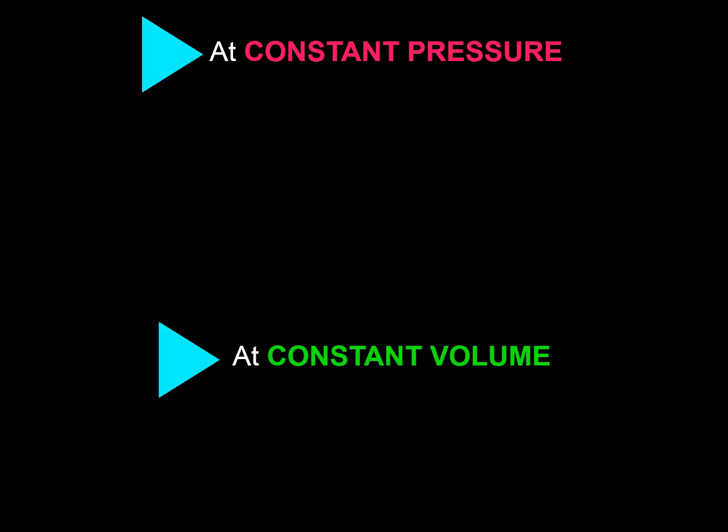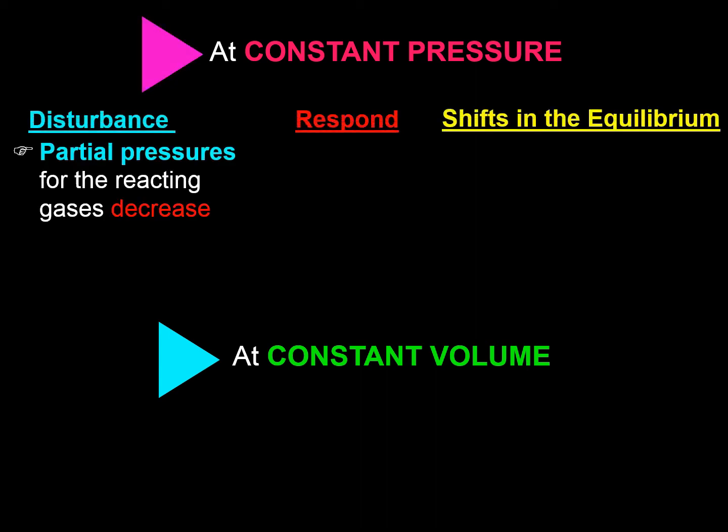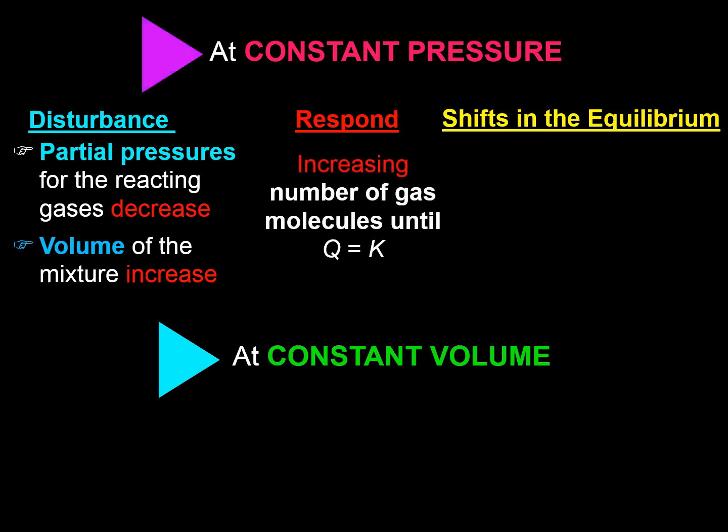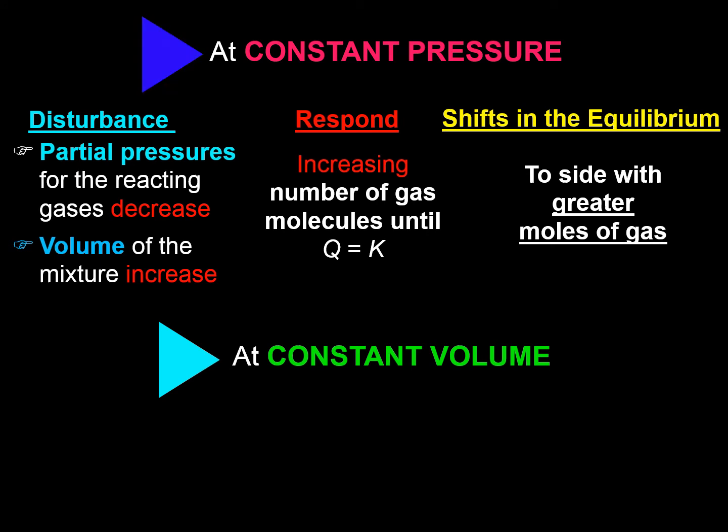Addition of inert gas can happen in two situations, either at constant pressure or constant volume. By adding inert gas at constant pressure, the partial pressures of the reacting gases will decrease, as the volume of the mixture keeps on increasing. In order to offset the stress, the system responds by increasing the number of gas molecules until Q is equal to K. As a result, the equilibrium position will shift to the side with a greater number of moles of gas.